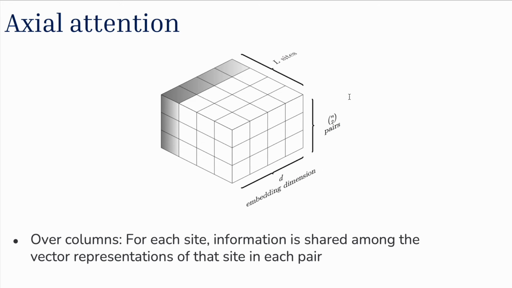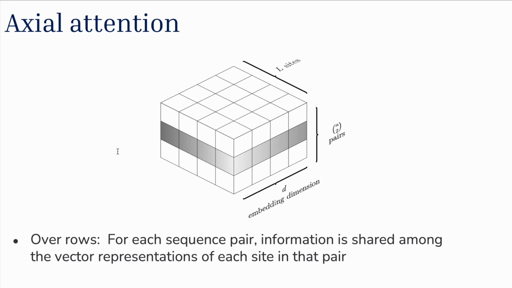Inside the transformer blocks, the attention mechanism is applied in 2 steps. First, over columns. For each site, information is shared among the vector representations of that site in each pair. Later, the same mechanism is applied along the other dimension, that is over rows. For each sequence pair, information is shared among the vector representations of each site in that pair.